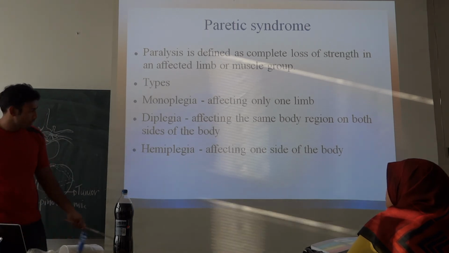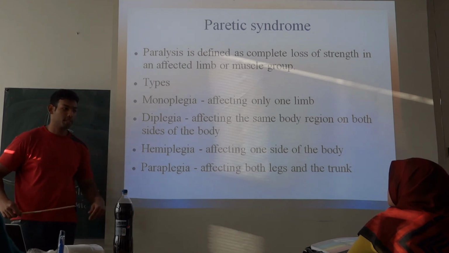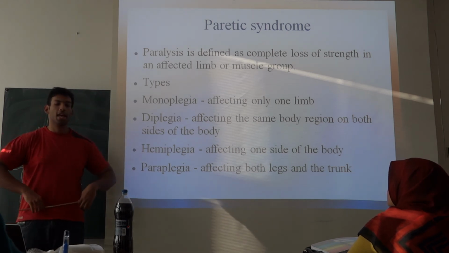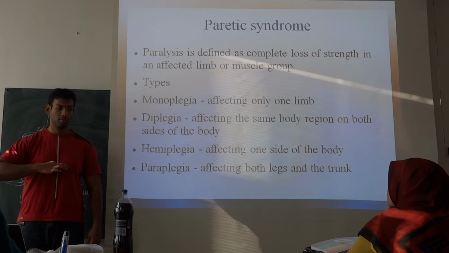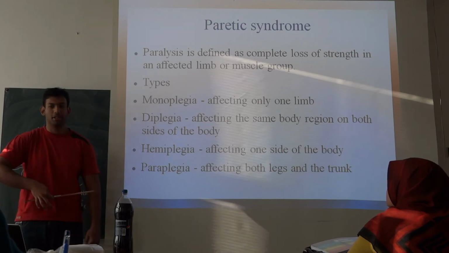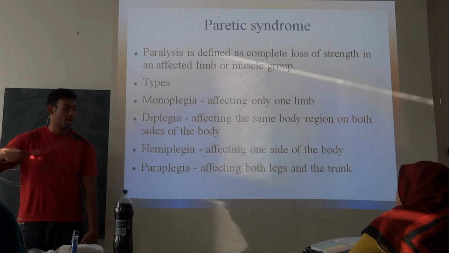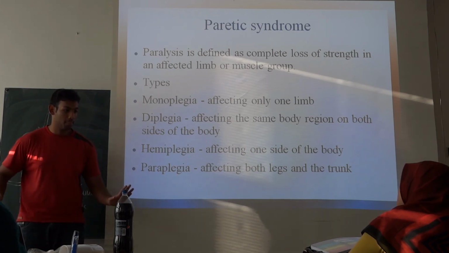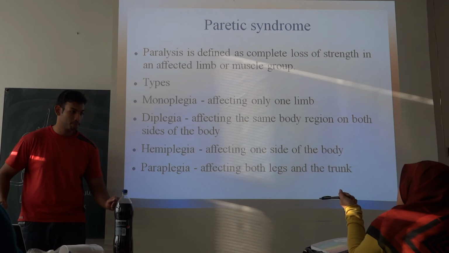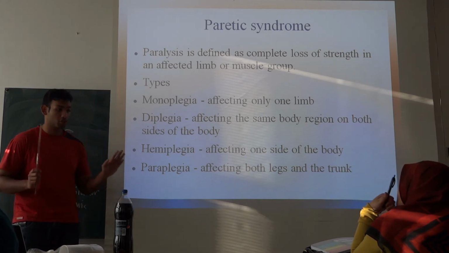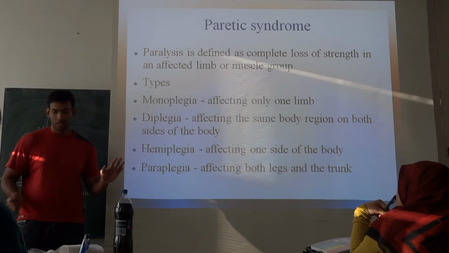Paraplegia is more common. Paraplegia is when you divide the body like this. Hemiplegia is when you divide the body like this. Paraplegia is when you divide the body like this. So your lower limb is affected, but your upper limbs and your trunk are not. Would there be issues with the sensory as well? Yeah, sensory will also be affected. She'll talk about it.